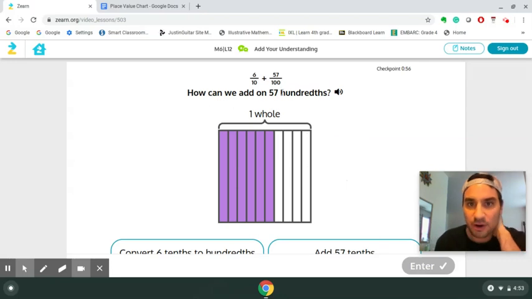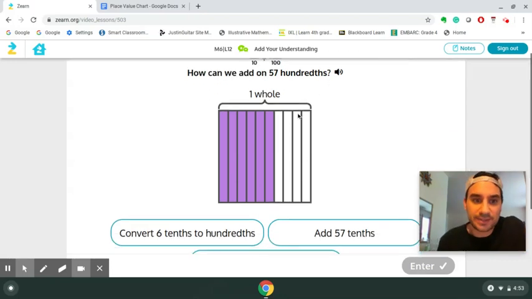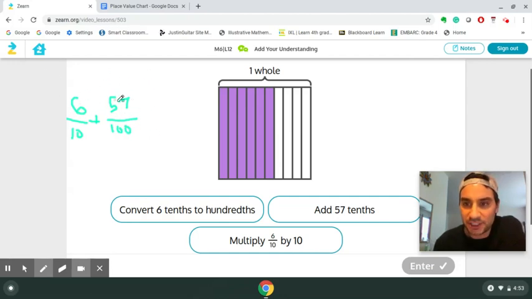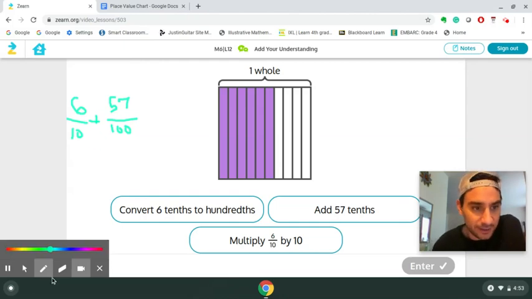How can we add on 57/100ths? Well, I know I can't add 6/10 to 57/100ths. We just talked about that. They have different denominators, different units. But can I change one of these fractions in order to add it to the other?